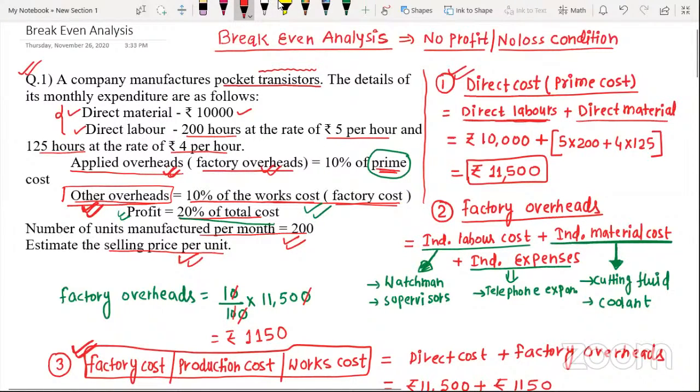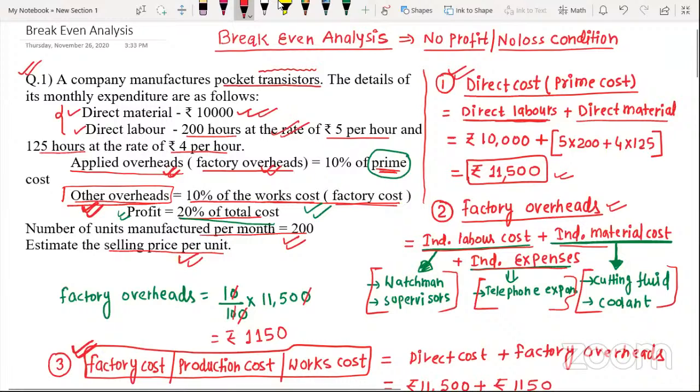So they have given the direct material cost and the direct labor cost. So we will calculate the direct cost. Now the second type of cost is factory overhead. The factory overhead is basically the summation of indirect labor, indirect material and indirect expenses. Indirect labor can be watchman, supervisor. Indirect material can be cutting fluid or coolant, and indirect expenses can be telephone expenses or anything. These are the costs which are not present outside the boundary of the factory. So these are the factory overheads.